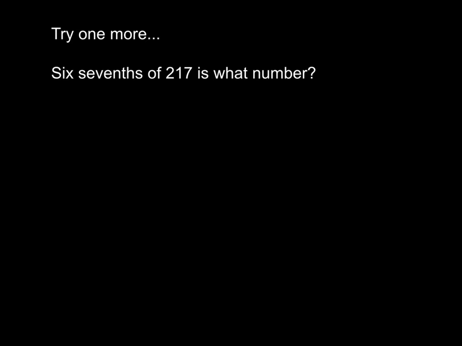Why don't you try one more? Pause the video and then turn it back on to see how you did. Alright, this time we have 6/7 of 217 is what number? X is already isolated, so all I need to do is multiply 6/7 times 217.